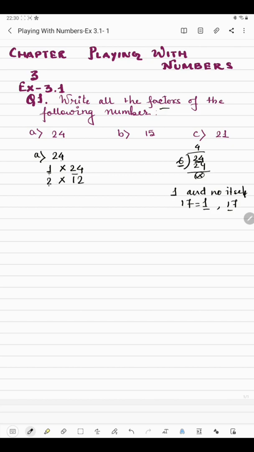Okay. Now after 2, 3 comes. Now 24 divided by 3 is 8. So 3 8s are 24. Now let's check with 4. Now 4 6s are 24. So that means these are all the factors of 24. Now after 4, 5 comes. Now 24 cannot be divided by 5 and 6 is already there, right? So these are the factors of 24.